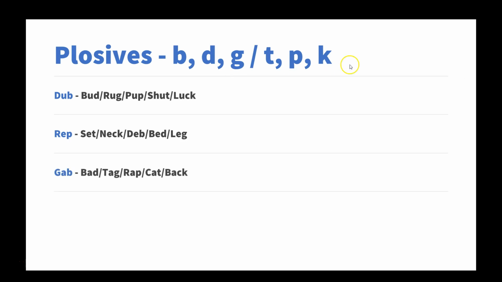So these are all part of the plosive family, the B, D, G, and T, P, K, so you can use any of those consonants on the end to find good slant rhymes. So dub, you could use bud, rug, pup, shut, luck, or rep. You can get set, neck, deb, bed, leg, or gab. You got bad, tag, rap, cat, and back. Okay, they all sound fairly similar.